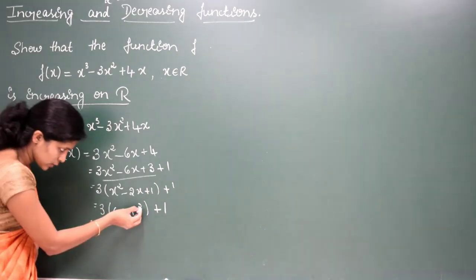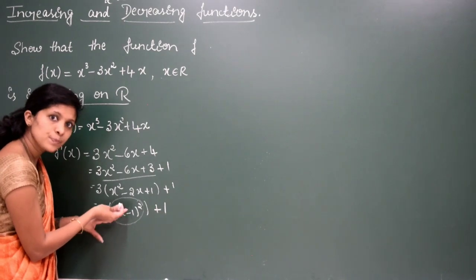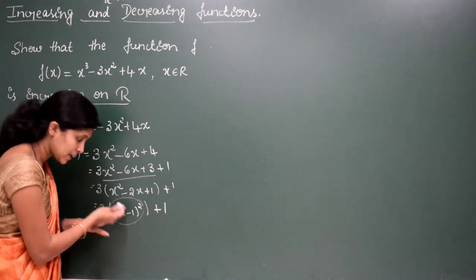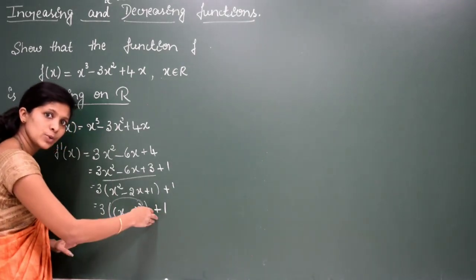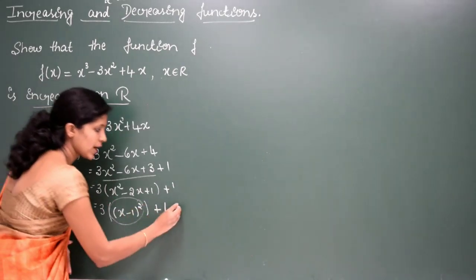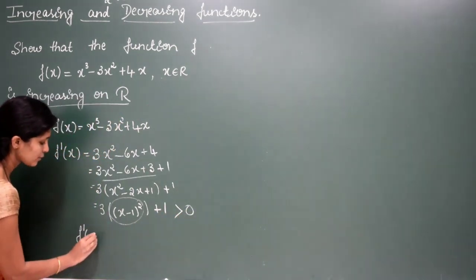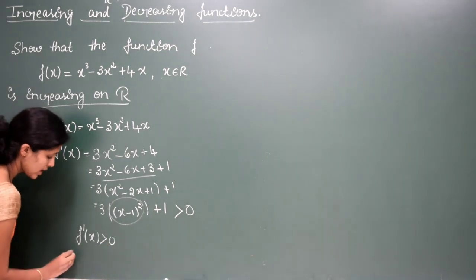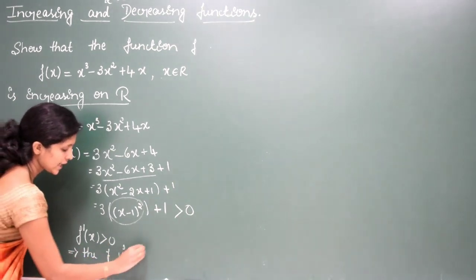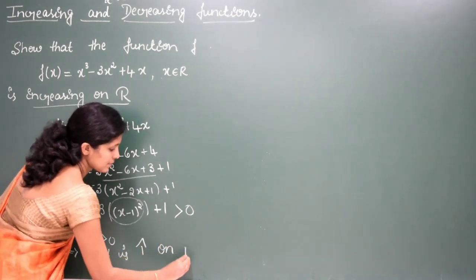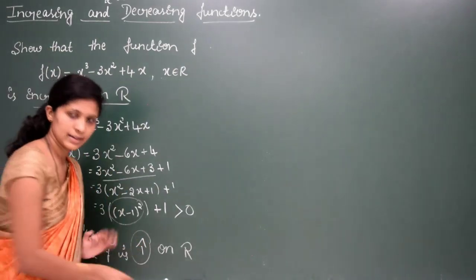So here you have to observe this one. See, x minus 1 whole square is there, and a square means obviously it will be positive. Positive quantity multiplied with the positive 3 plus 1, obviously this will be positive. Is it clear? So this value is positive and we can say that it is greater than 0. So by this we can say that f dash of x is greater than 0. This implies the function f is increasing on R. As I told you, don't write like this. You have to write increasing on R.